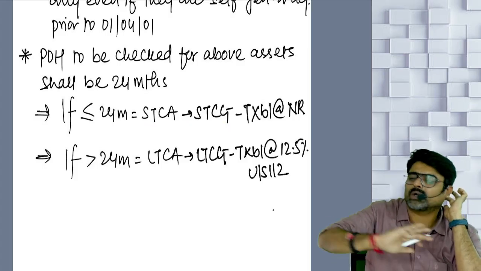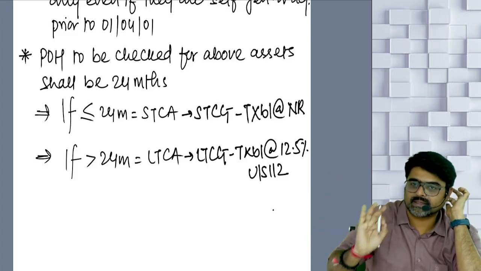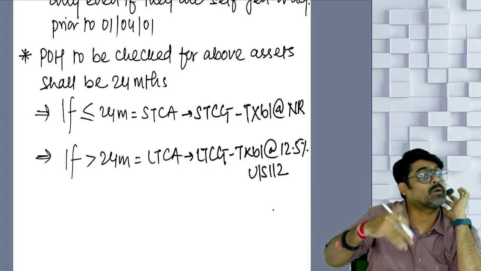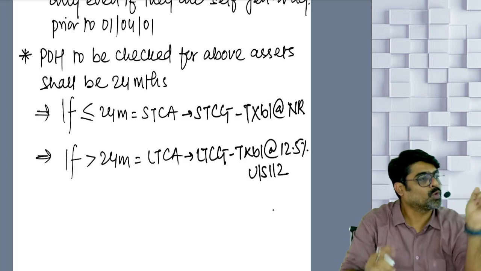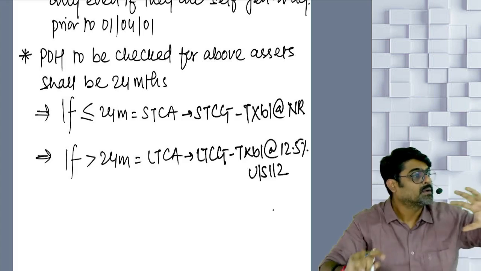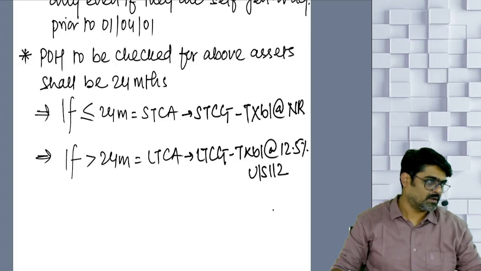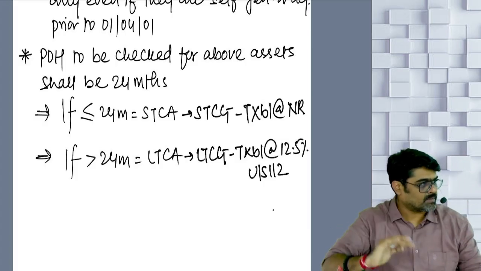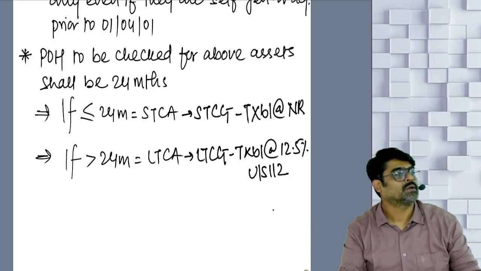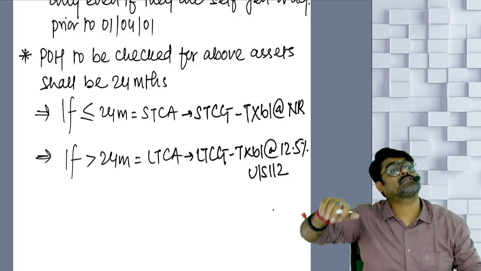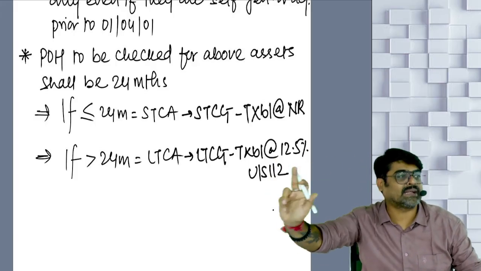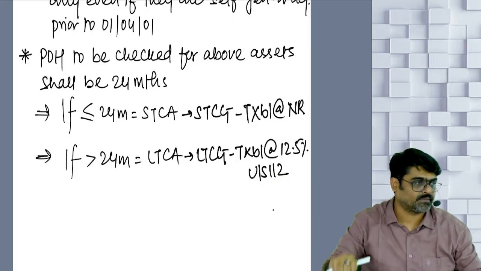And any short-term gain, I am not saying that it is covered by 111A. Two types of short-term gain will be there: short-term gain which is normal, and short-term gain which is covered by 111A. Yes or no? Any short-term gain which is covered by 111A, that is taxable at what rate? 20%.